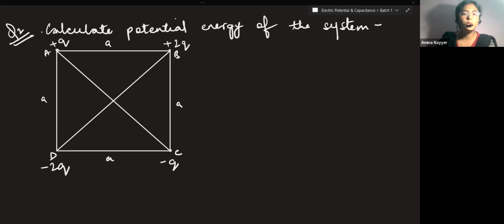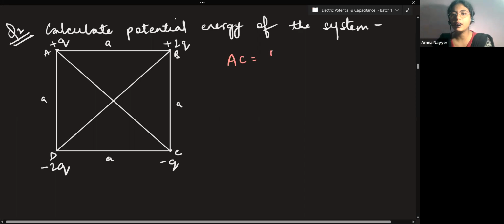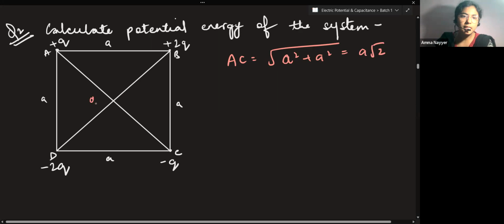Now we have to find out the energy. So now this is easier. The rest of the separations we know. We don't know this separation. As I've told you, if your side is a, this is always a root 2. Why? Under root a square plus a square, AC will be under root a square plus a square, that gives a root 2. So AC is a root 2, and BD is also equal to a root 2, this separation.